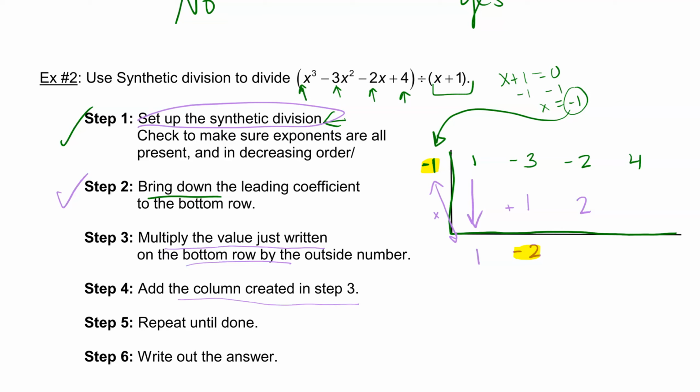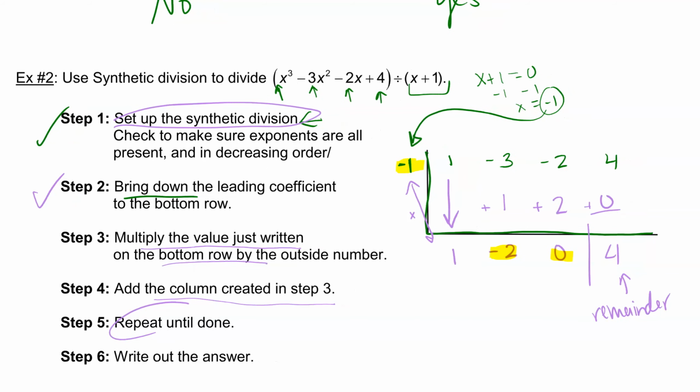Then repeat, right? We have to repeat this till we're done. Add this together, so we're going to add, this is 0. Then, you guessed it, we're going to multiply 0 times 1. Well, it's just going to be 0. Add them, and you get 4. Okay, so you write out the answer. The last one, this is the reason I drew the line, this is always your remainder. Remember when we did long division, we had a remainder, something left over. This is what is left over.